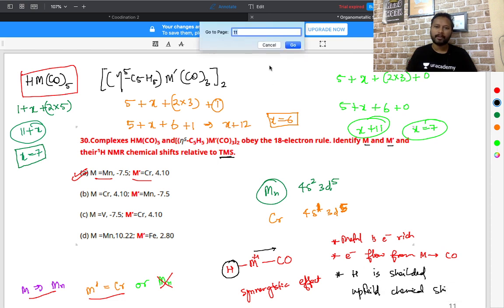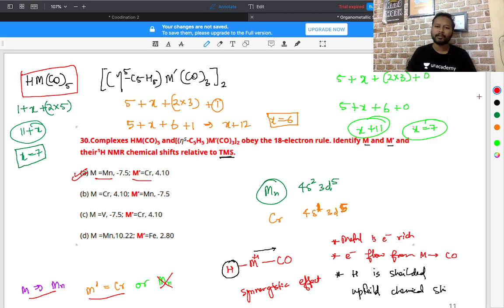Okay, so upfield chemical shift. Due to that upfield chemical shift, we are getting this value around -7.5. Upfield chemical shift means the chemical shift value will be very much less, and that's the value you are getting, around -7.5.